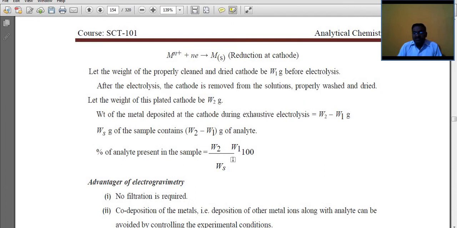After the electrolysis, the cathode is removed from the solution, properly washed and dried. Let the weight of this plated cathode be W2 gram. Weight of the metal deposited at the cathode during exhaustive electrolysis is W2 minus W1 gram. Here Ws, the sample, contains W2 minus W1 gram of analyte. The percent of analyte present in the sample is equal to (W2 minus W1) by Ws into 100.